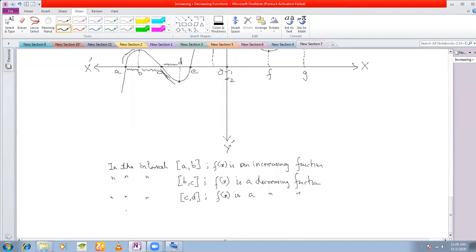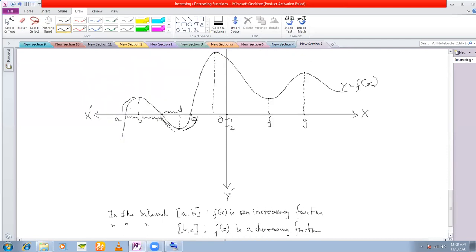In the interval DE, it is an increasing function, because it is changing from -2 to -1. So for every corresponding value, what you see here is that as x is increasing from A to B, y is also increasing. So that is why we called it an increasing function.